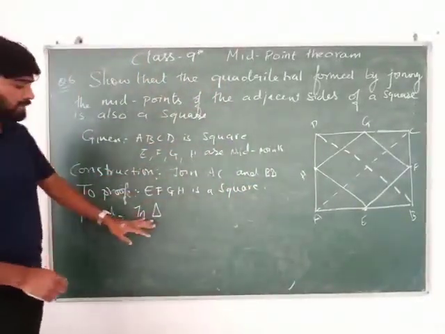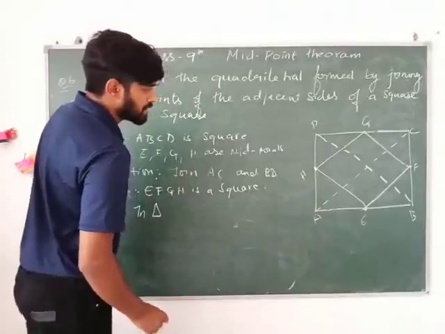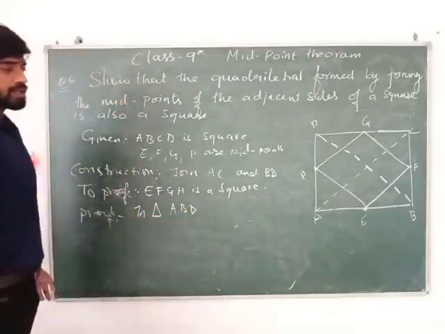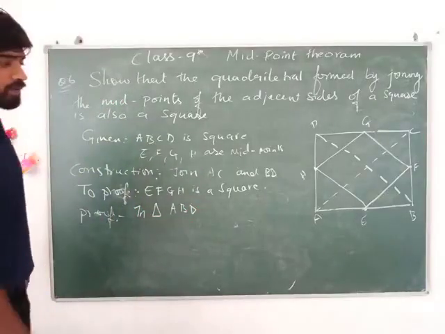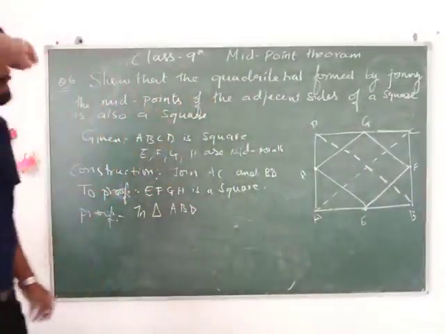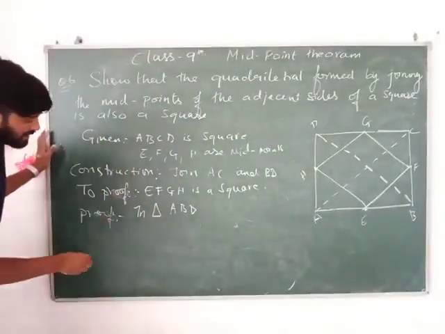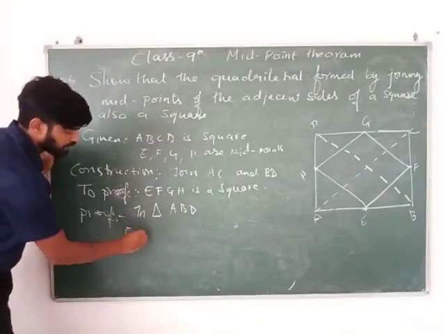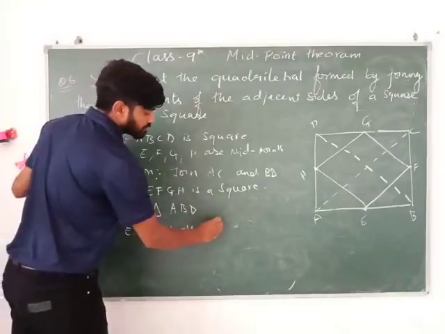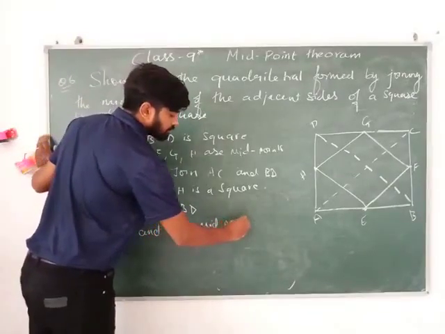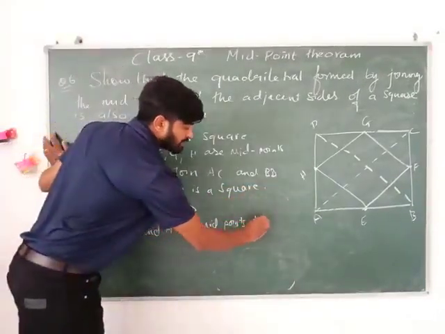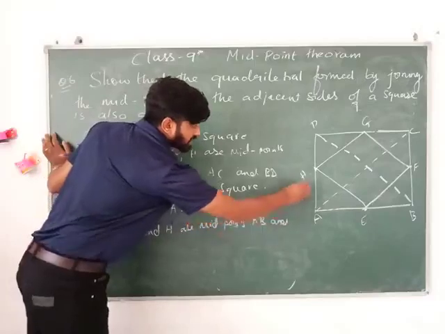So I'll be looking at triangle ABD. If I look at triangle ABD, this is the triangle that I am looking at. What I can see is that E and H are the midpoints. Midpoints of what? They are the midpoints of AB. E is the midpoint of AB and H is the midpoint of AD.